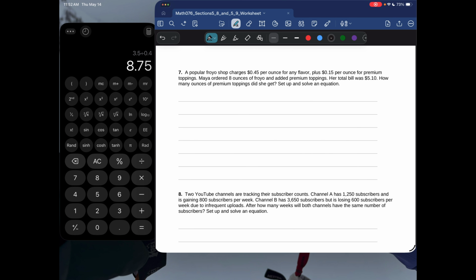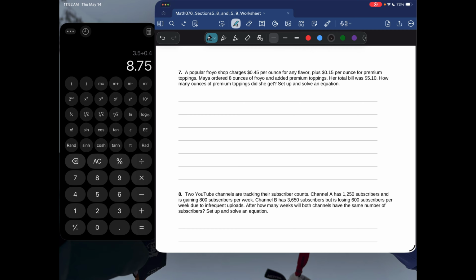Okay, we've got some application problems. A popular froyo shop charges 0.45 per ounce for any flavors, plus 0.15 per ounce for premium toppings. Maya ordered 8 ounces of froyo, plus added premium toppings. Her bill was $5.10. How many ounces of premium toppings did she get? Set up and solve an equation.